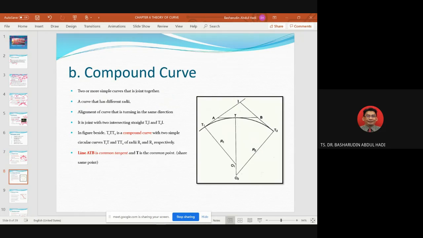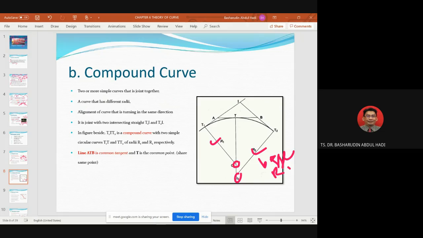We go for the compound curve. You can see what is different. Number one is the radius. We have two radii, and this radius is different, with a different center. So you mean that radius number 2 is bigger than radius number 1.